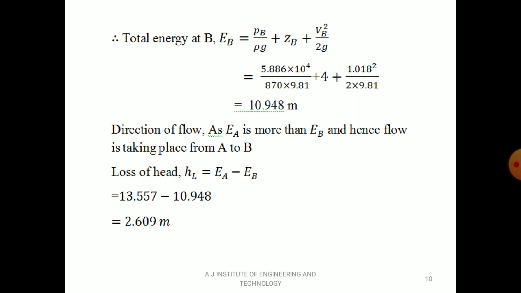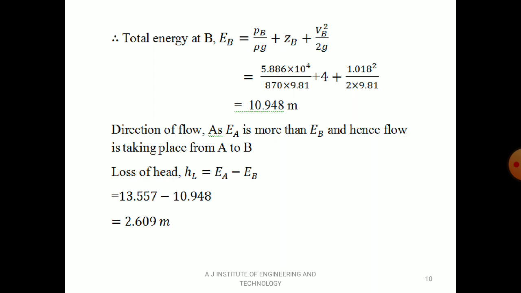So we obtained values of EA and EB. Now we can compare which is higher. EA value is more than EB value. Energy always flows from higher potential to lower potential. The higher value here is EA, greater than EB, so the flow of fluid is taking place from A to B. To write the conclusion, first you have to calculate energy at points A and B, then depending on the values, determine the direction of flow, that is from higher to lower value. So flow is taking place from A to B.